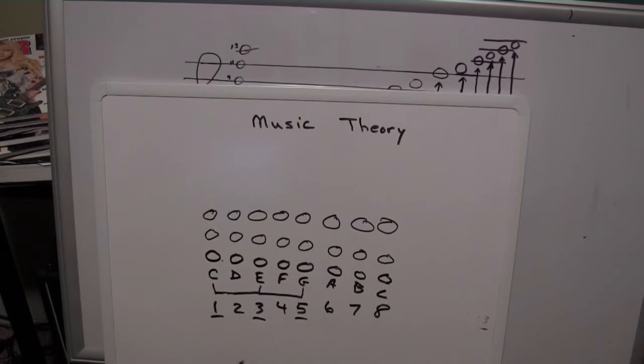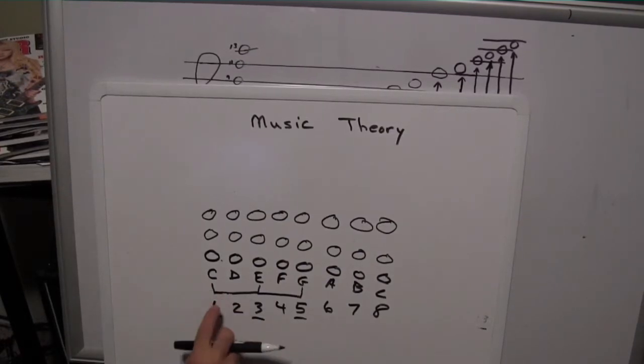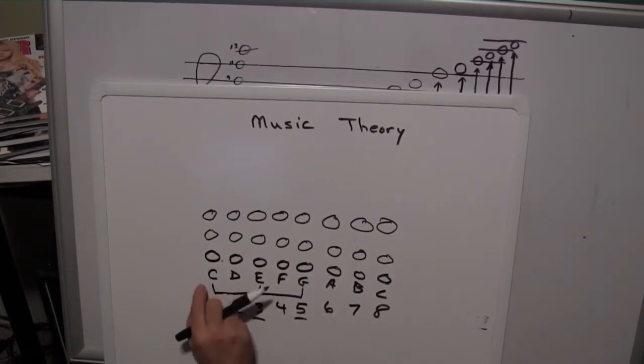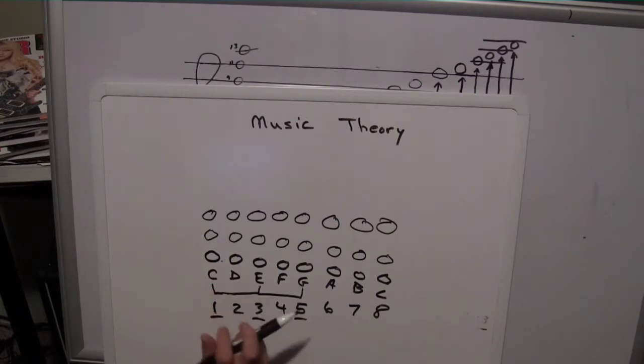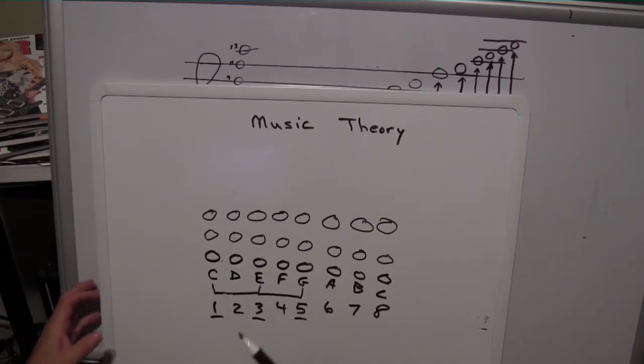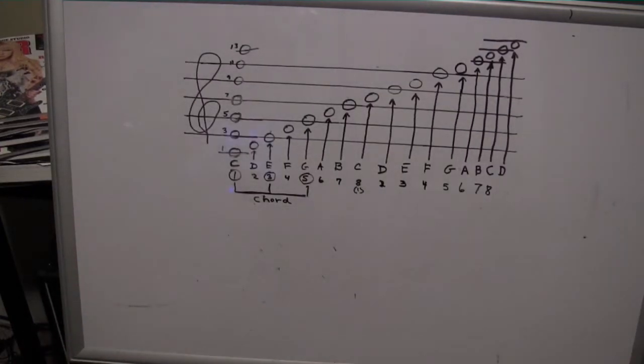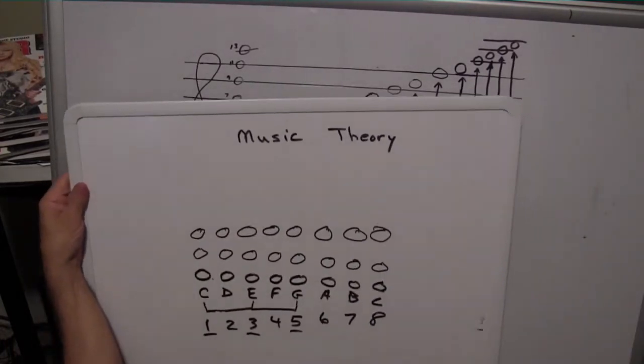So if you stacked up in this key, starting with the note C, you stack up these notes, C, E, and G, and you get a C chord. When you stack up a D, it's a little different. Did that show up? Doggone it, I'm sorry.